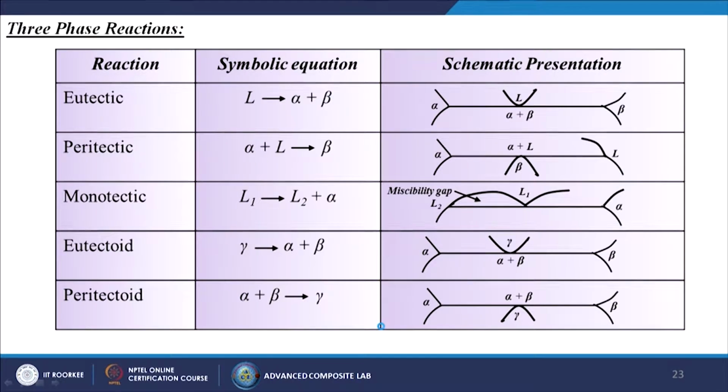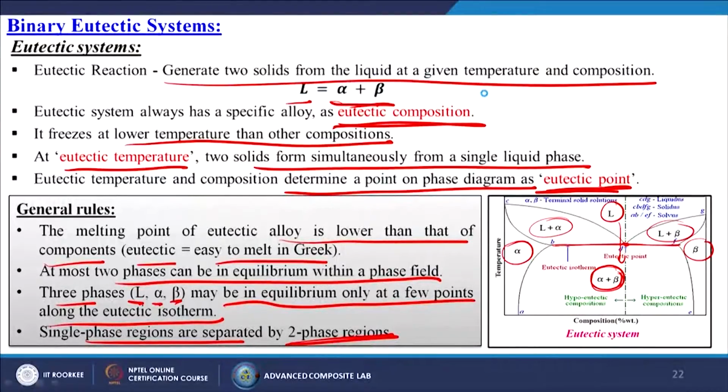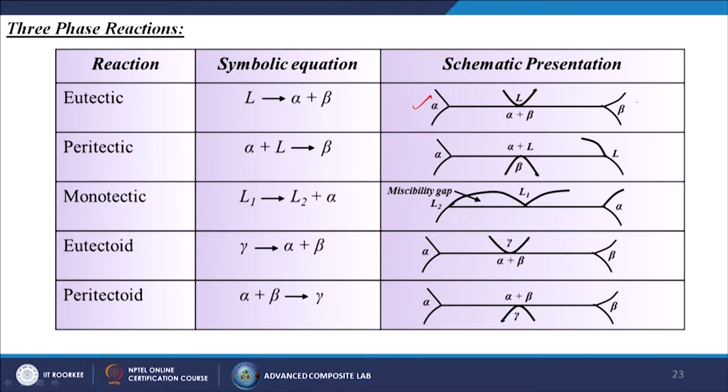If it is a three phase reaction, then for eutectic, L is equal to alpha plus beta. In the last slides, if you remember, L is equal to alpha plus beta: here is the alpha, here is the beta, and L is changing into alpha plus beta. If it is peritectic, then alpha plus L comes to beta. If it is monotectic, then L1 is equal to L2 plus alpha. For eutectoid, gamma goes to alpha plus beta. If it is peritectoid, then alpha plus beta goes to gamma.